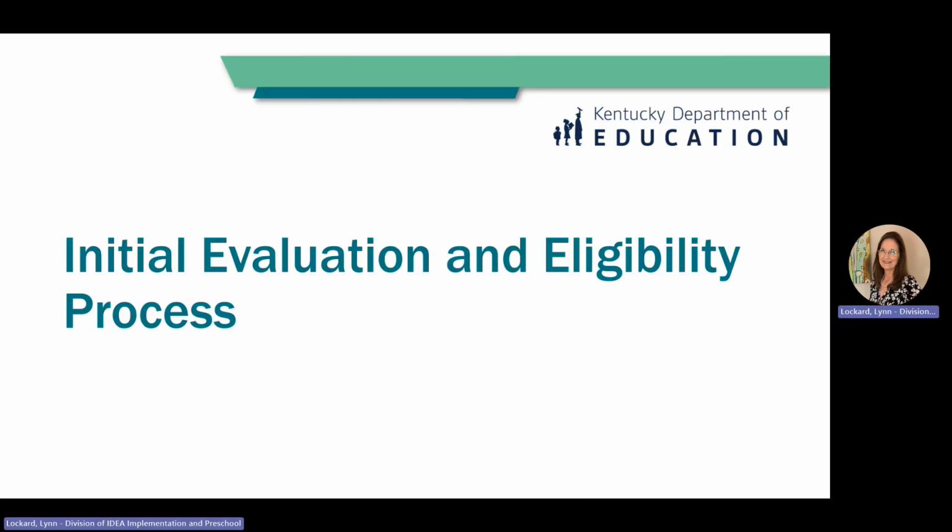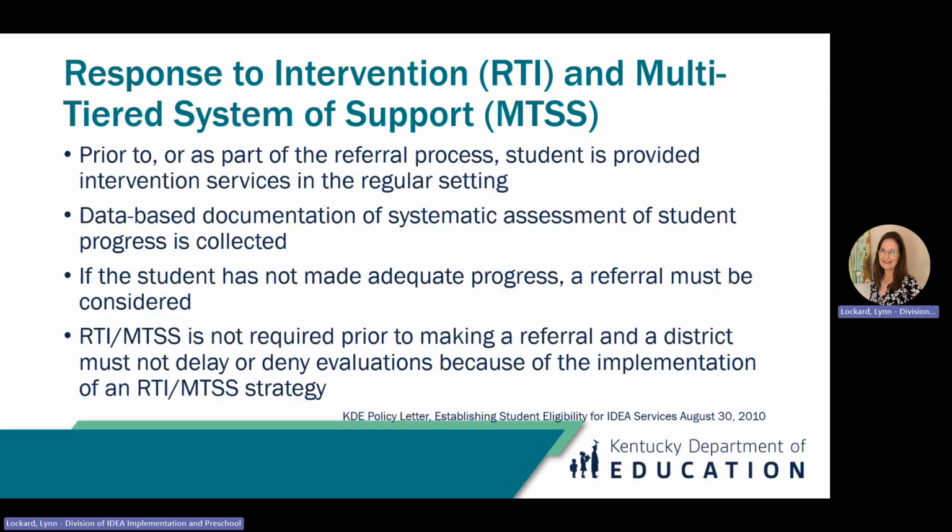The next 4 slides will review the initial evaluation and eligibility process. This process is followed first for any disability category, including a specific learning disability. Before a student is referred to be evaluated for special education services, interventions can be done prior to or as a part of the referral process. This is referred to as the response to intervention, RTI, or the multi-tiered system of support, MTSS.